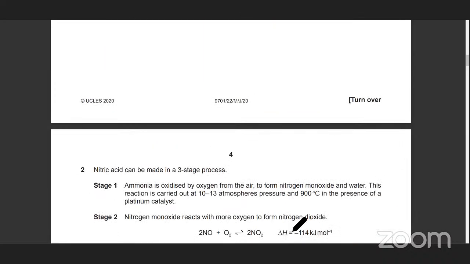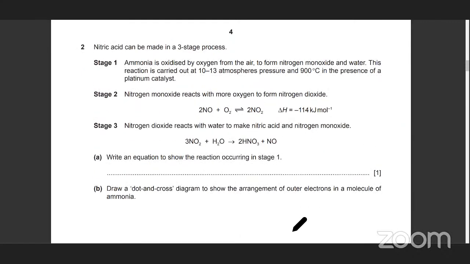Now the next question is that there's nitric acid and it can be made in this 3-stage process. For the first part, stage 1, ammonia is oxidized to nitrogen monoxide by oxygen from the air. Let's write the reaction: ammonia is getting oxidized, so it's reacting with oxygen to form nitrogen monoxide, NO, and water is being produced. So this is what's happening. Okay, this reaction is carried out at 10 to 13 atmospheres of pressure, etc.